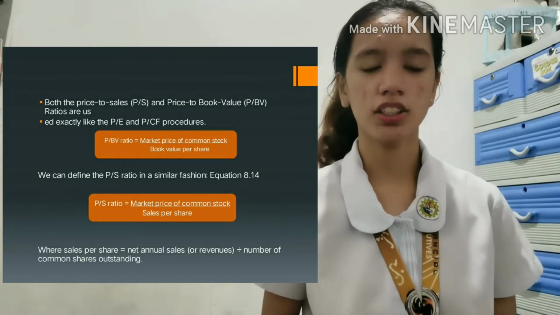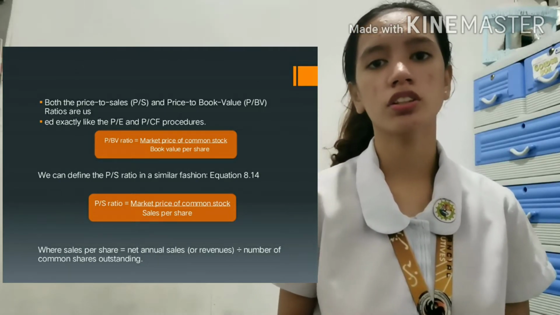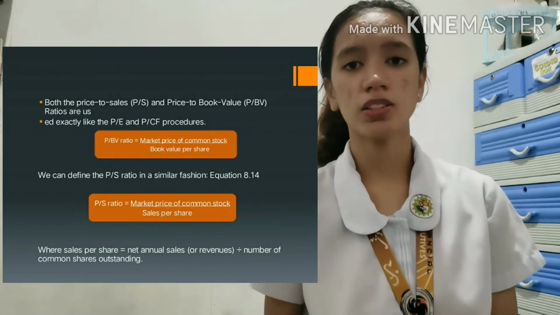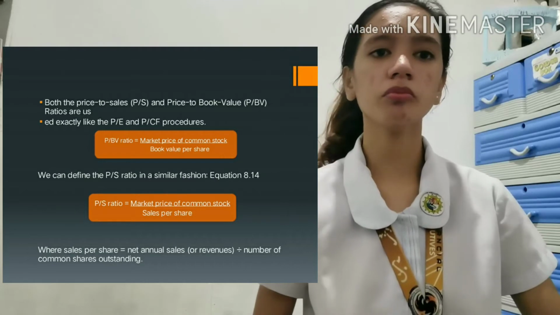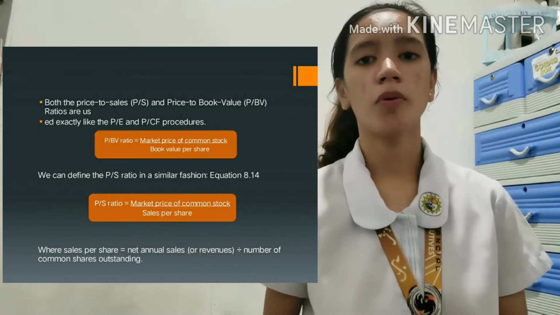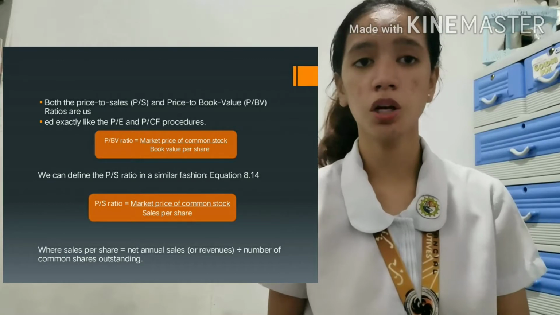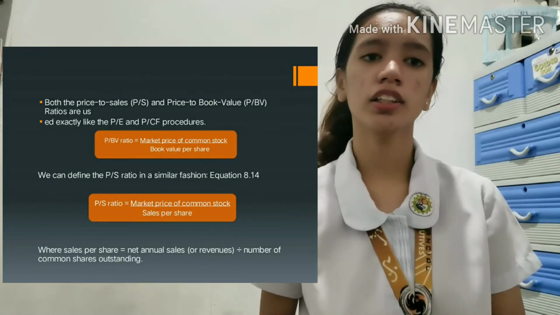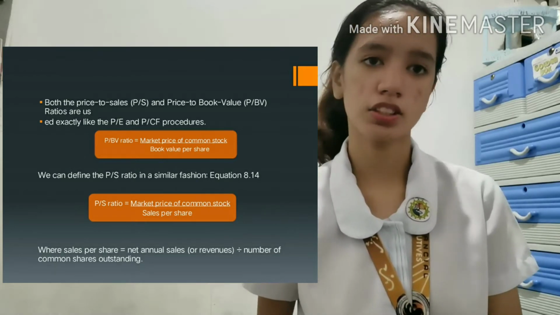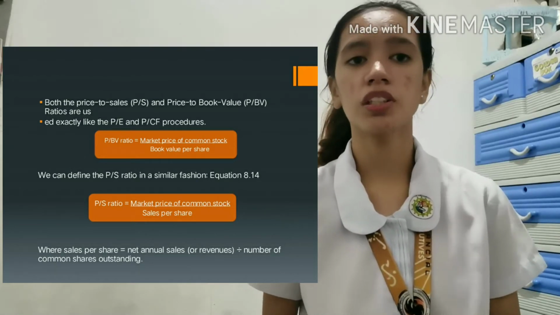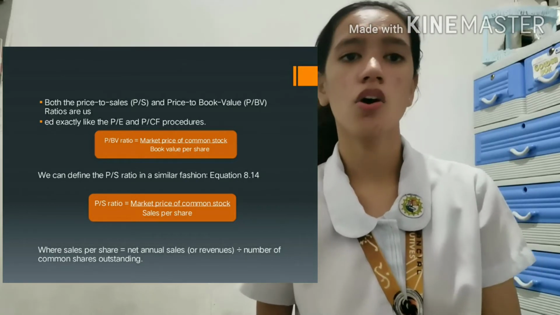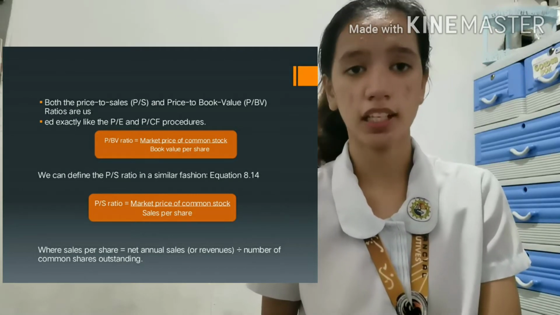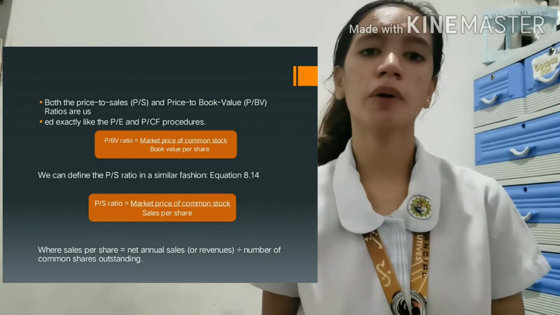Yung mga procedure na ito is katulad lang nung previous na procedure, which is yung the price earning approach tsaka yung price to cash flow ratio. Yung equation ng price to book value ratio is equals to market price of common stocks over the book value per share. Katulad din nung price to sales ratio, it is equals to market price of common stocks over sales per share, where sales per share is equals to net annual sales or yung revenue divided by number of common shares outstanding.